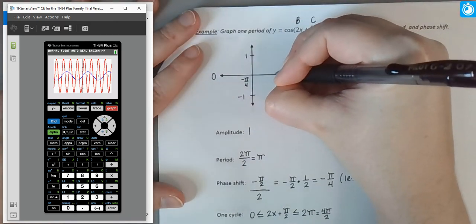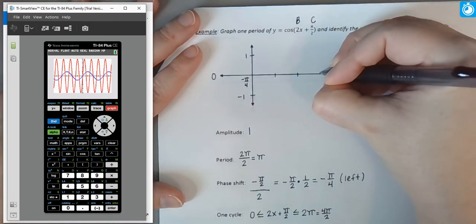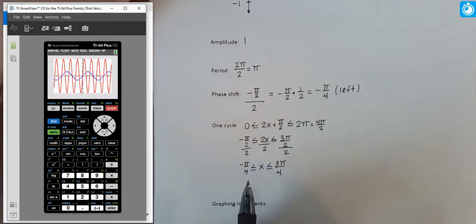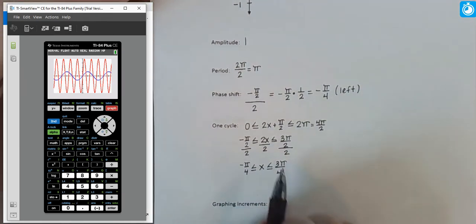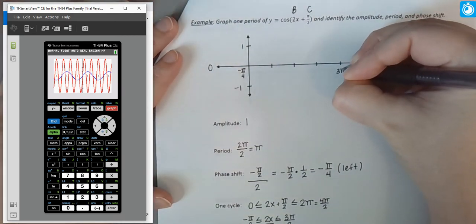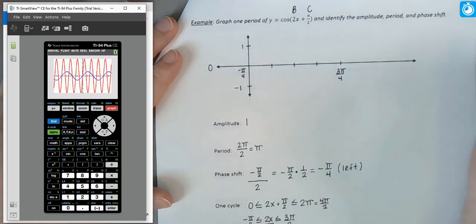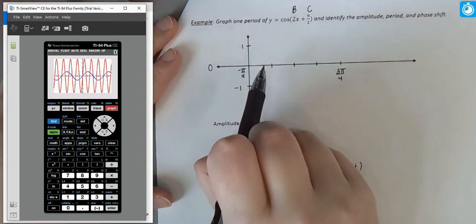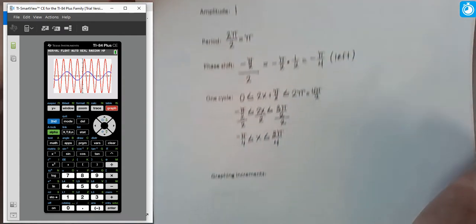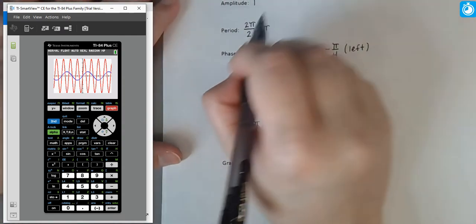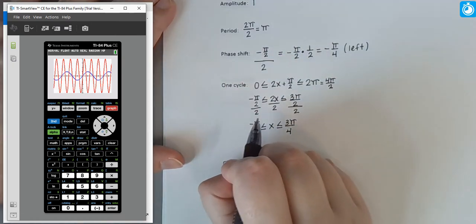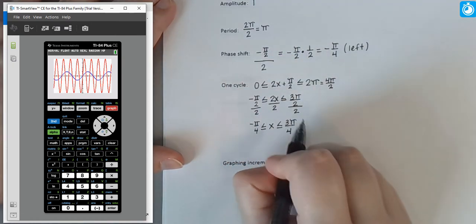So from our starting point, 1, 2, 3, 4, and we know the cycle goes from negative pi over 4 to 3 pi over 4. So this is going to end at 3 pi over 4. And then how far do we go between each increment to go from one to the next? Well, our period is pi, so the distance between where we start and where we end is going to be pi units.